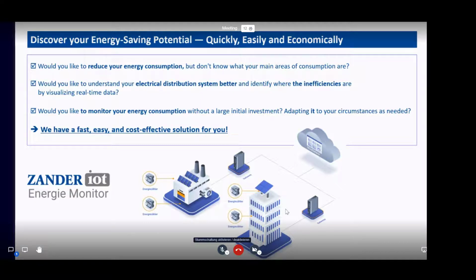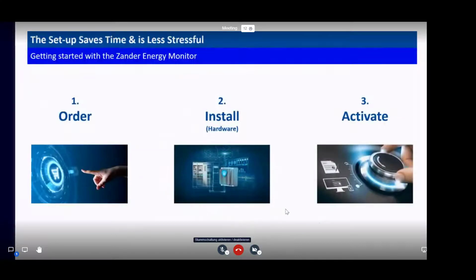Also, the software has a very good and awesome user experience. That means everyone can install and use the system. And on the next slide, you can see what I mean when I say everyone. The clients need to go through these 3 steps. First, they order the package, which, as I said, consists of hardware and software.